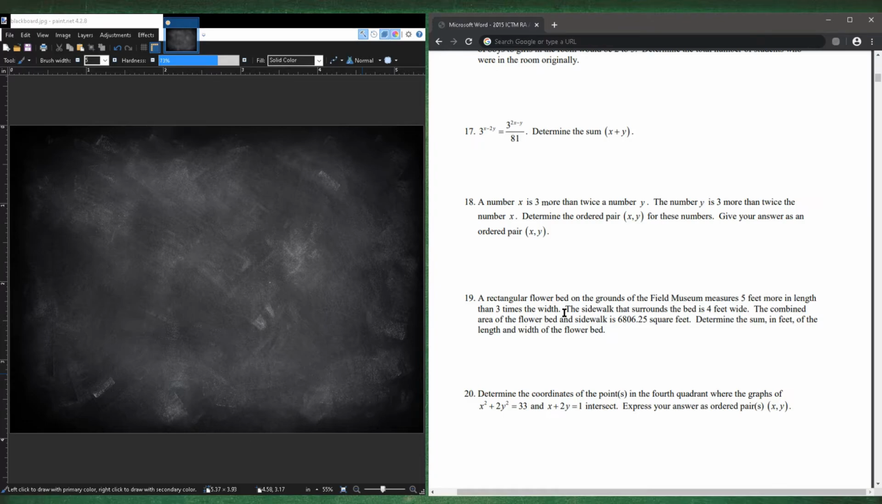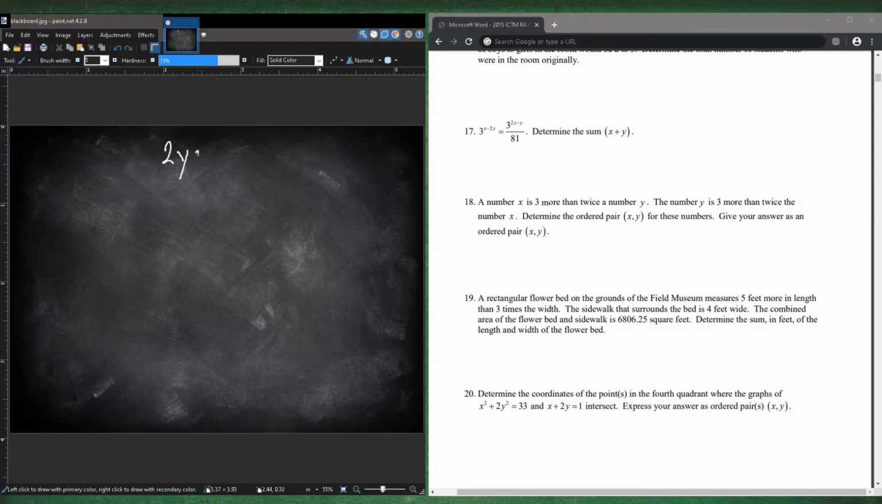Pretty simple. Number 18. A number x is 3 more than twice the number y. So 2y plus 3 is equal to our x. Okay. The number y is 3 more than twice the value of x. So twice x plus 3 is equal to y. Okay. Determine the ordered pair x, y.